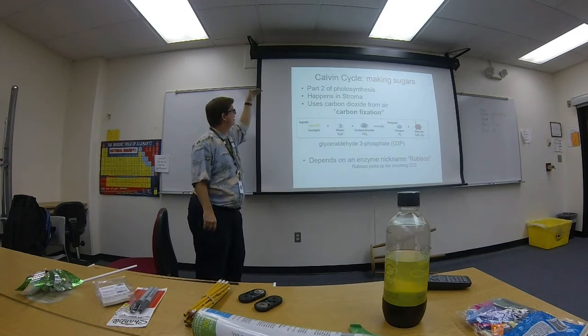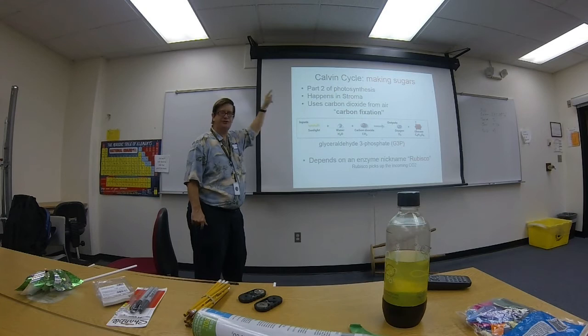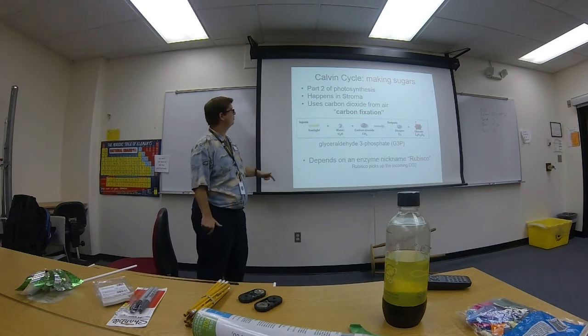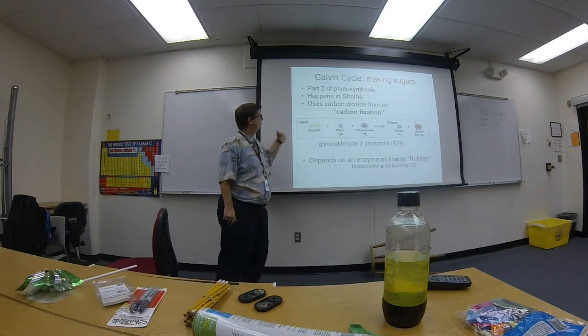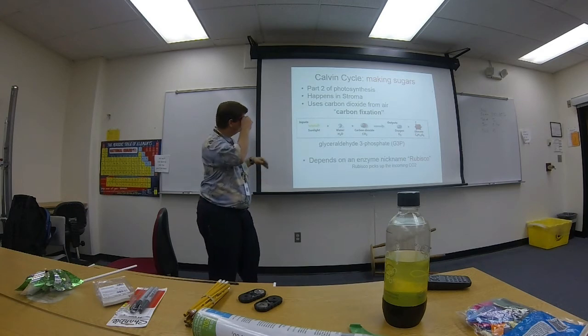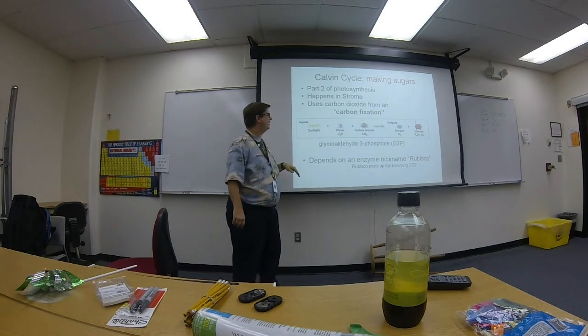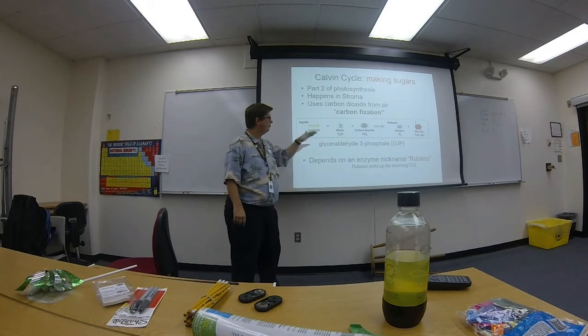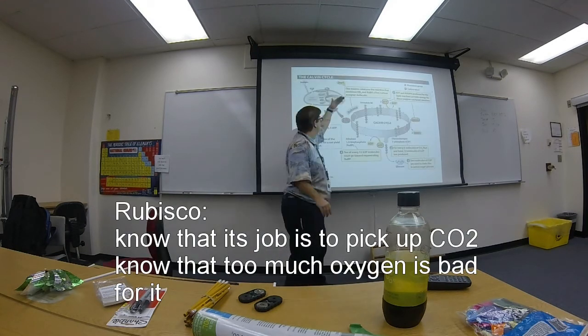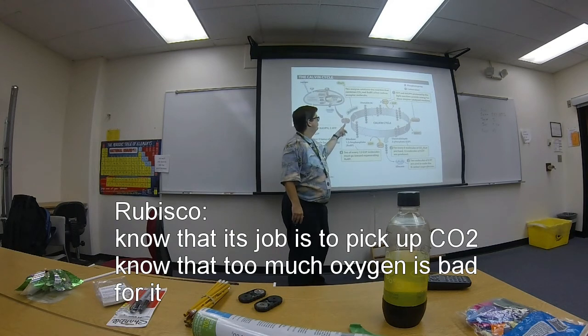Second part of photosynthesis, Calvin cycle makes sugars. This happens in the stroma. I didn't put that in red, but you need to know it. Stroma is where this happens, not the thylakoids. And it takes carbon dioxide out of the air. We call that carbon fixation. Glyceraldehyde 3-phosphate is G3P. This depends on an enzyme that is named rubisco. This is important. Rubisco picks up the carbon dioxide.